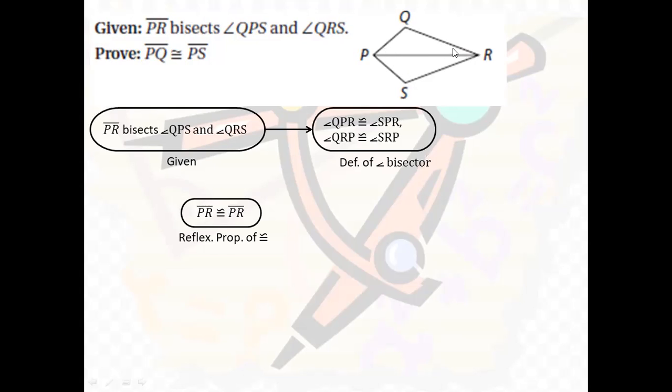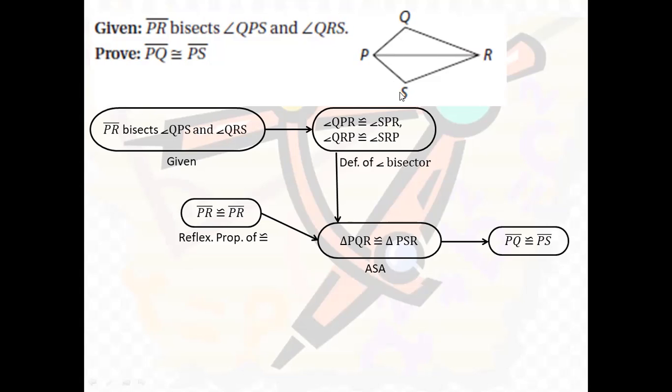That means we have two angles and a side. Now this is the included side. So which theorem are we going to use? We are using ASA, angle side angle, right? So because of the ASA theorem, we could say that two triangles are equal. So what does that mean if two triangles are equal? That means you could say PQ is also congruent to PS because of CPCTC.